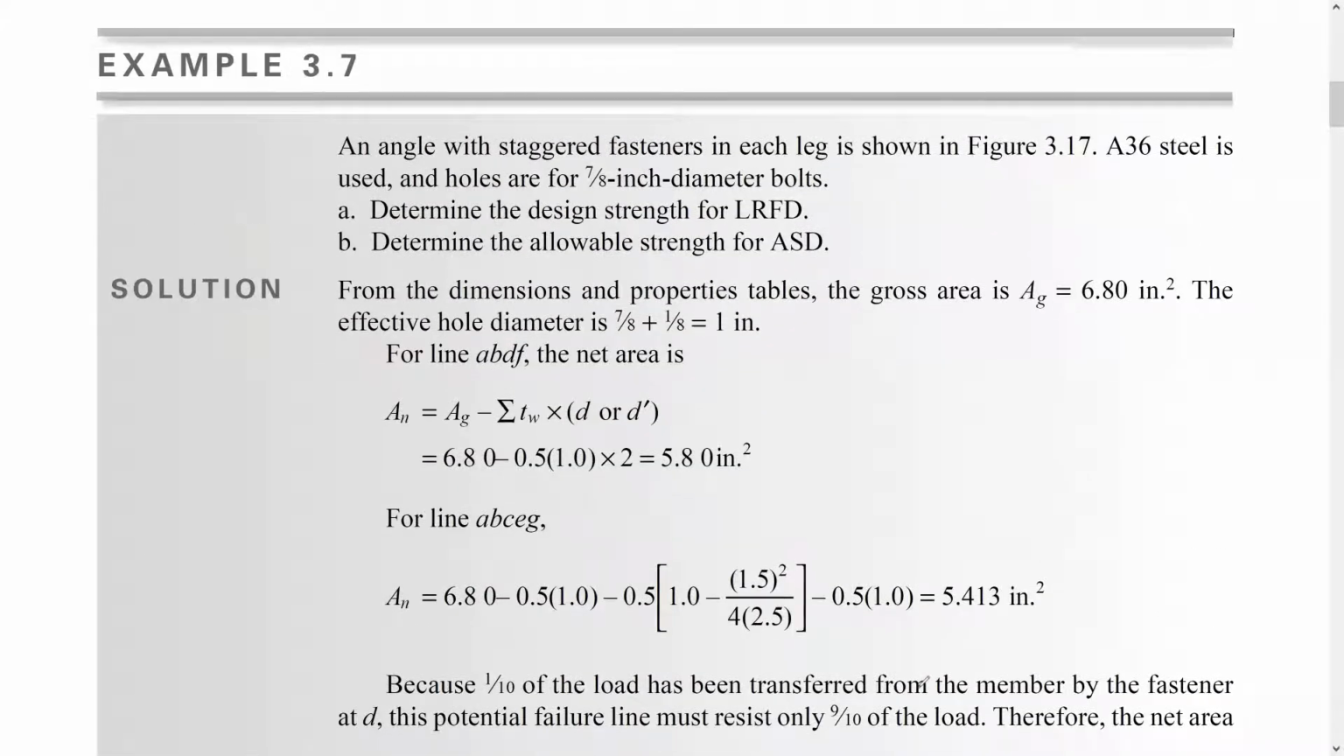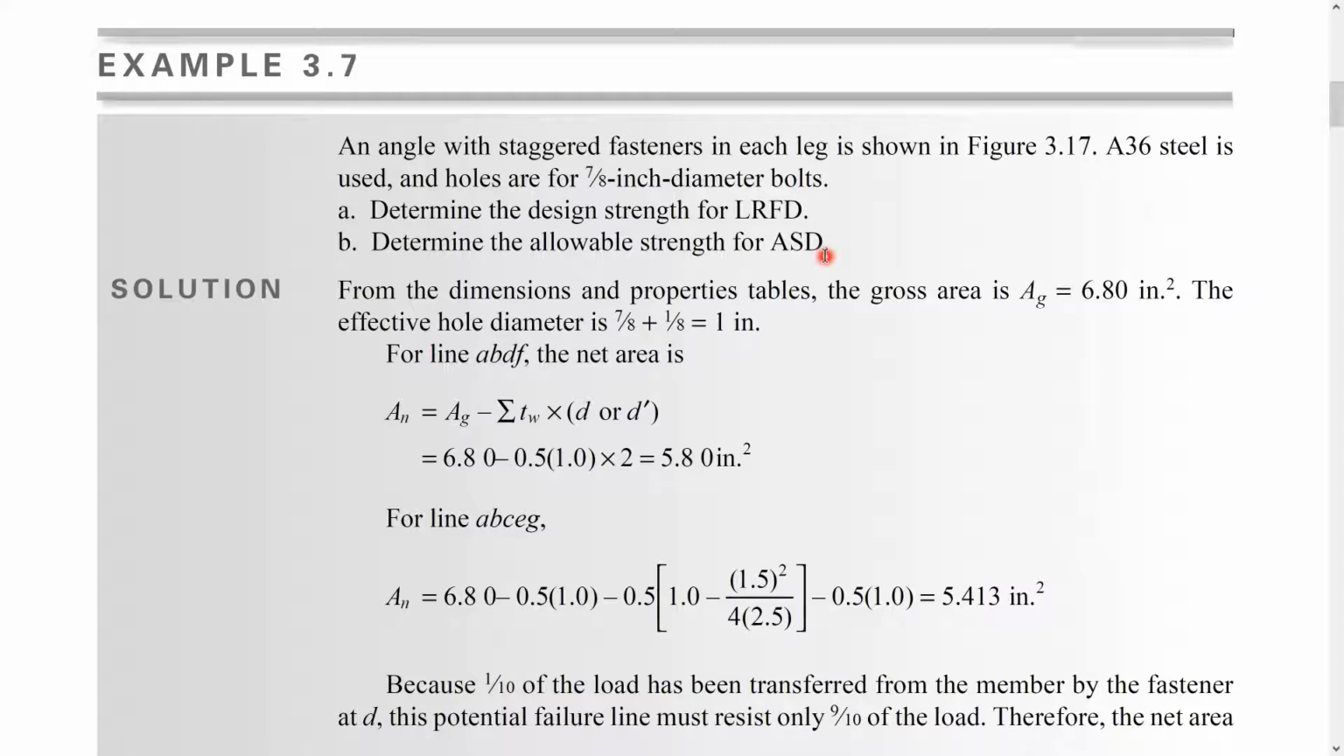In this example, A36 steel is used, and holes are for 7/8 inch diameter bolts. We need to determine the design strength for the LRFD method, and we need to find the allowable strength for the ASD method. Let's say the steps for this example. First, we need to find the nominal strength based on yielding and the nominal strength based on fracture, based on the LRFD method and the ASD method.